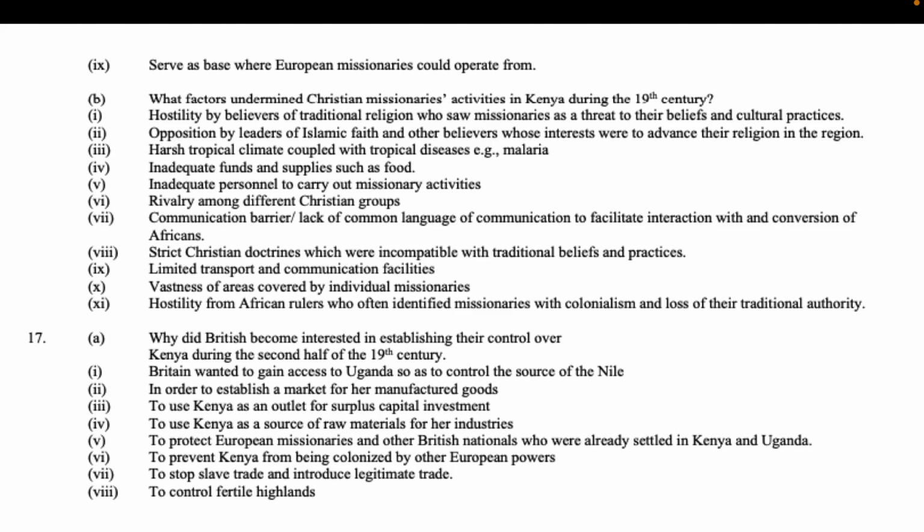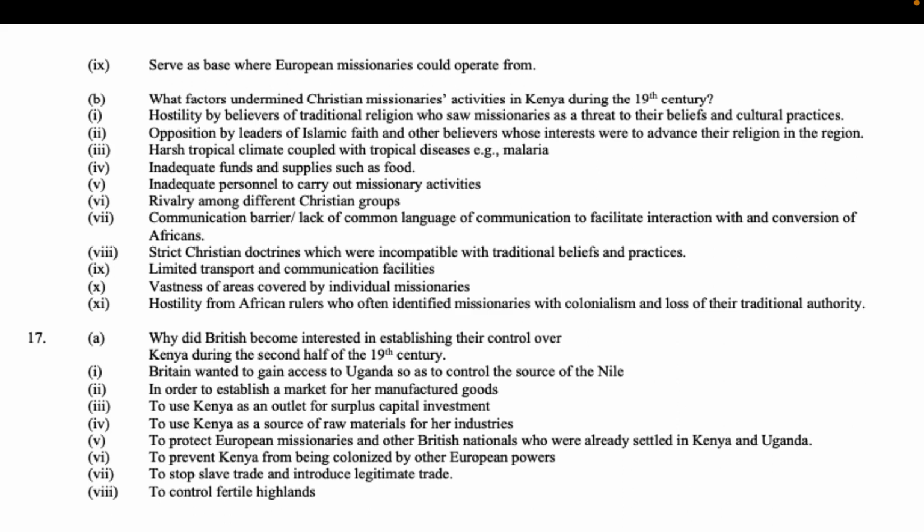17. A. Why did Britain become interested in establishing her control over Kenya during the second half of the 19th century? Britain wanted to gain access to Uganda so as to control the source of the Nile. In order to establish a market for her manufactured goods. To use Kenya as an outlet for surplus capital investment.